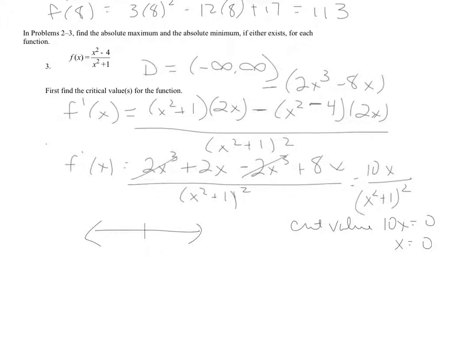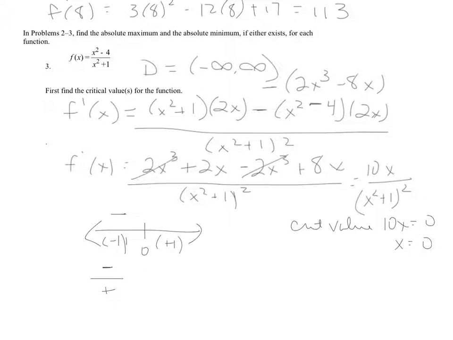We'll put 0 on here. I'm going to test it with a -1 and with a +1. Okay? And I'm testing in my derivative. If I were to put in a -1 for x, would you agree I'd have a negative on top? 10 times -1 is a negative. But what kind of sign do I always have on the bottom? Positive. So I have a negative to the left of 0.